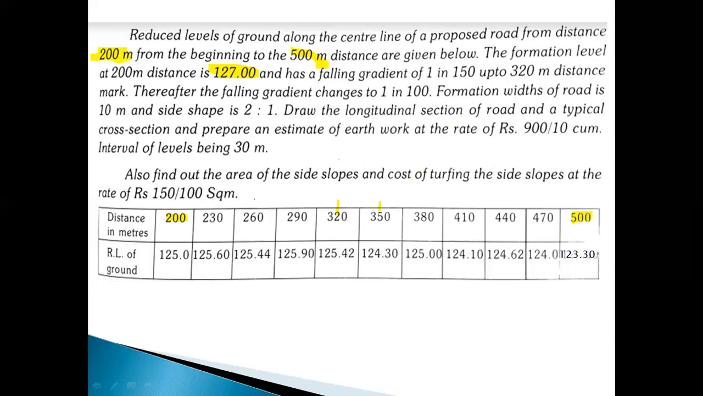So this portion is 1 in 150 and this portion is 1 in 100, from 320 to 500. The 1 in 150 applies from 200 to 320. The first value is the given RL of formation, 127. Okay, clearly.